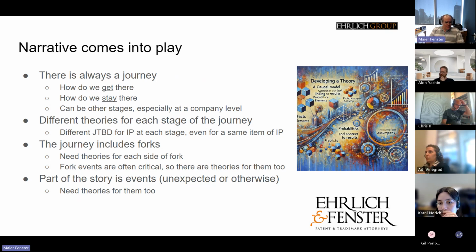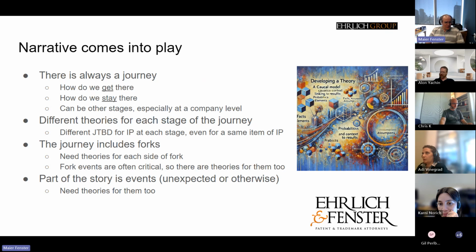You think about a company or about a patent, there's always a journey. You start here, and at some point you get over there. So there's really two issues. One, how do we get there? How do you get from point A to point B? And the second one is, once we get to point B, how do we stay there?